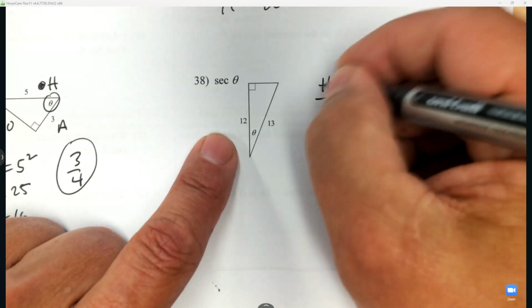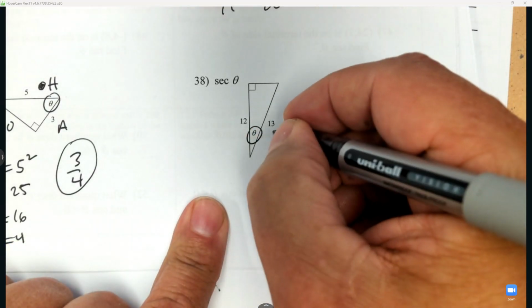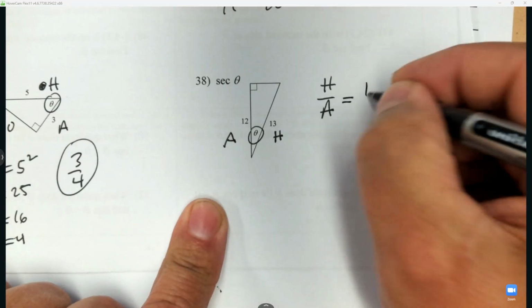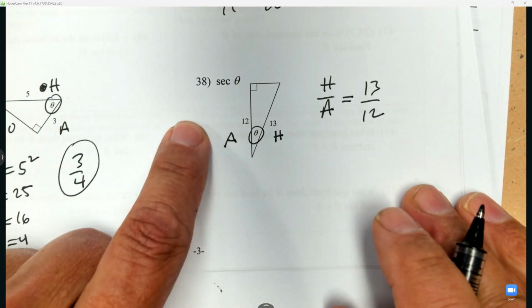Secant is the reciprocal of cosine. That's hypotenuse over adjacent. From this angle, the hypotenuse is 13, and this is the adjacent side. I have both sides already. I don't need to use the Pythagorean theorem. That's 13 over 12. All right, turn the page.